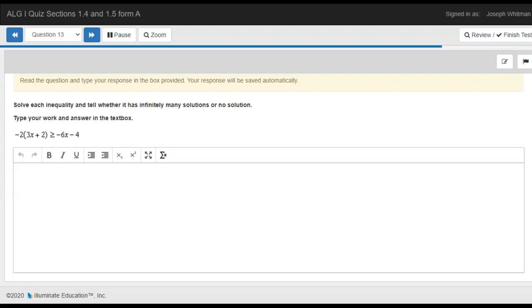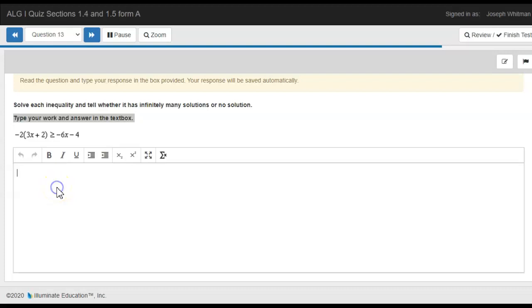This is why I am such a stickler on homework, and I always will be. You can't just type an answer and expect to get credit. Right here in the directions that the head of the math department wrote, not me, she wrote, solve the inequality and tell whether it has infinitely many solutions or no solutions. Type your work and answer in the text box.